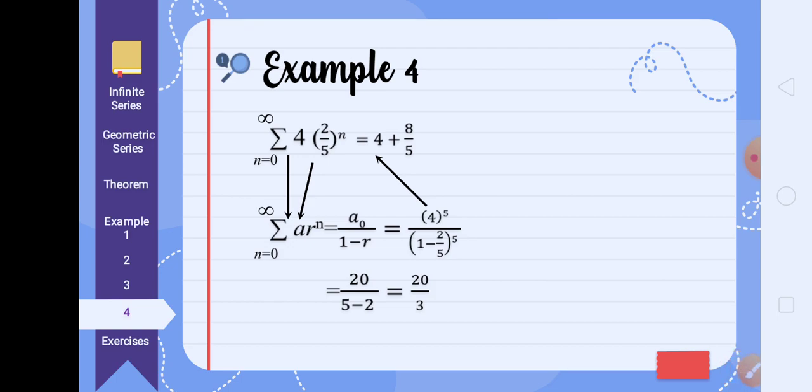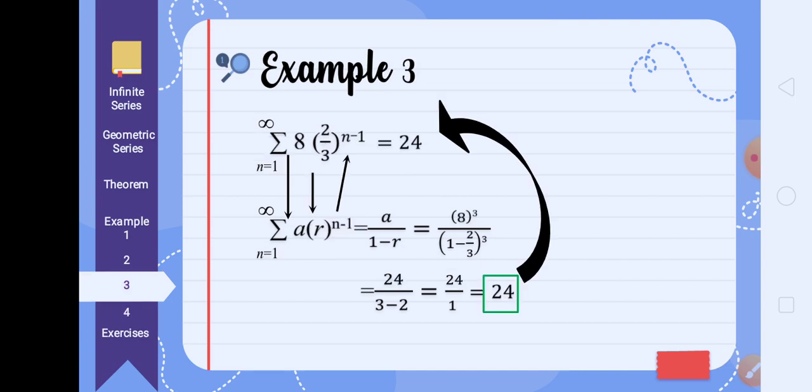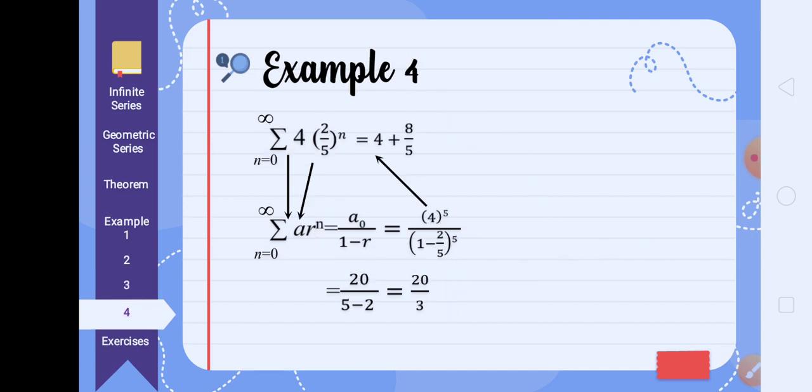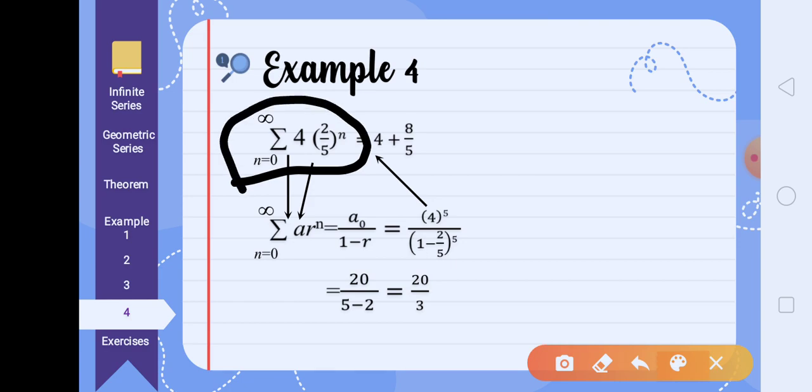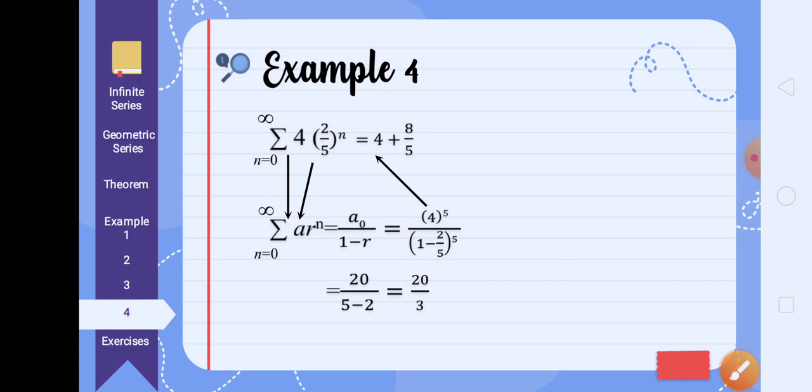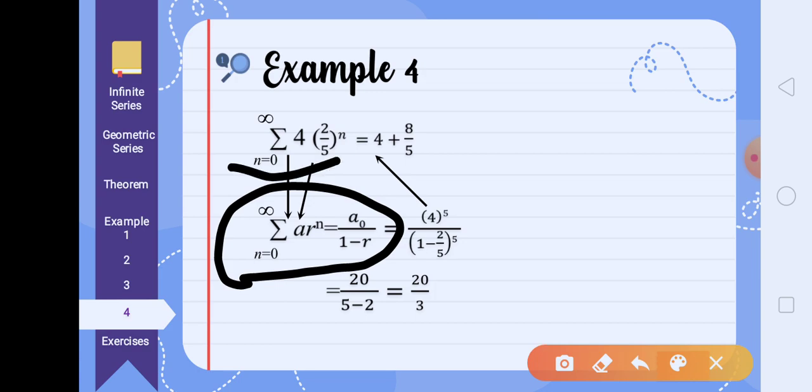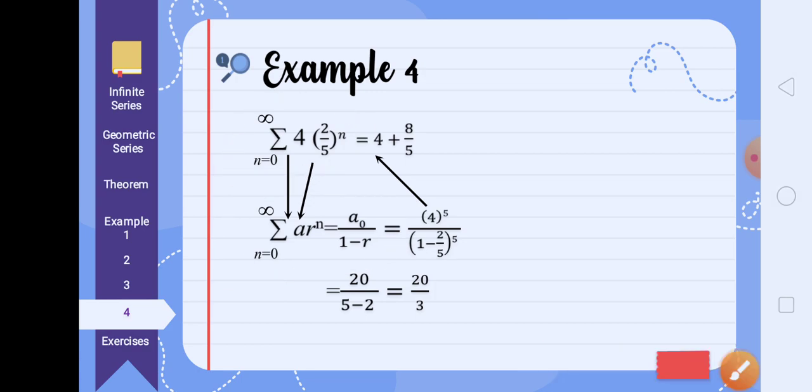So example number 4. Our example number 4 is now different from example number 3. So when you encounter this form, you can also use this formula. So the summation notation of 4 times the quantity of 2 over 5 raised to the power of n when n is equal to 0. As you can see, this form and this form are just the same. So we can use this formula.